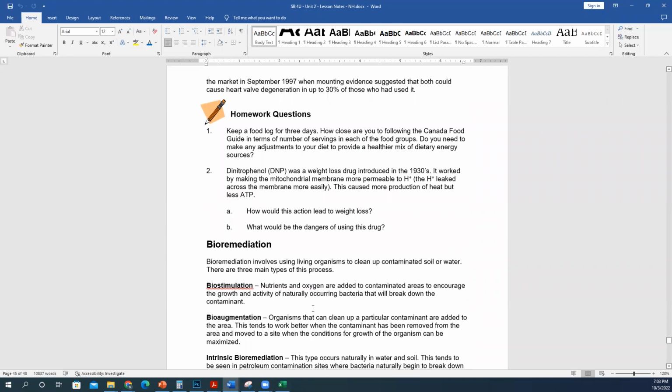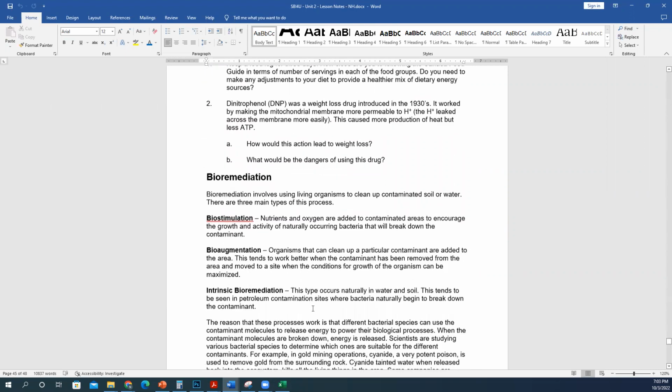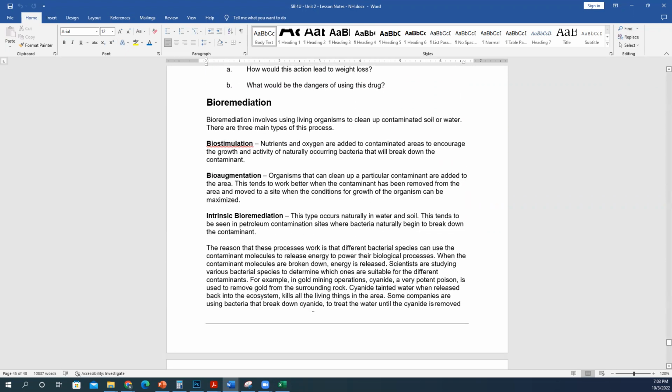So now we're going to switch tack, and we are going to talk a little bit about bioremediation. We started to talk about that in our introduction. Now we're going to get into it. So bioremediation is the process of using living organisms, such as plants or microbes, to clean up contaminated soil or water. And bioremediation can be broken down into three main types: biostimulation, bioaugmentation, and intrinsic bioremediation. So let's have a quick chat about what each one of these is.